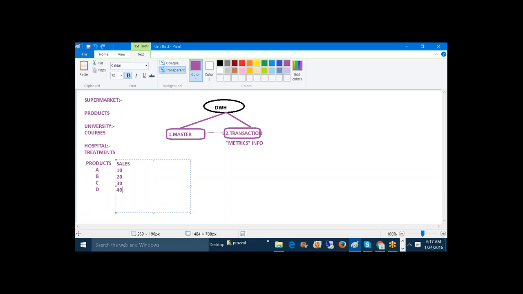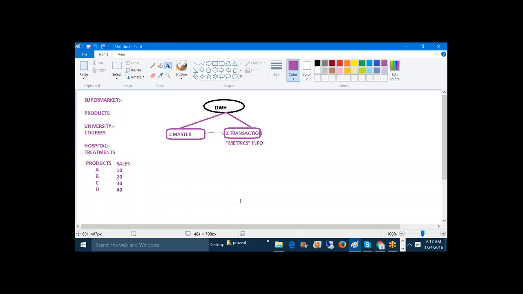Without the metrics, we cannot perform any analysis. So what does a metric mean? The main purpose of metrics is to analyze the business. Metrics are nothing but the measuring points of the business.